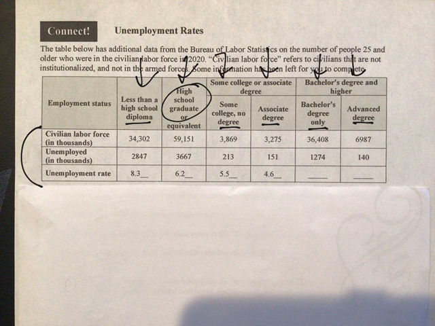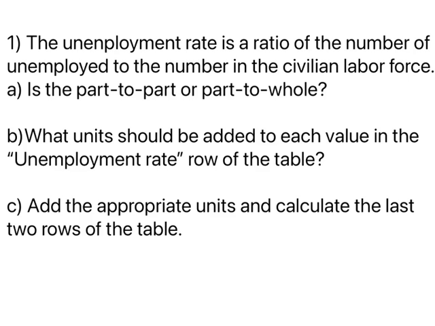And then down yonder, we have the civilian labor force. So the number of people in that educational attainment that are available to work, this is in thousands. The next row is unemployed. So how many people in that particular educational attainment that are unemployed in thousands? And then the last row being the rate. So the unemployment rate is a ratio of the number of unemployed to the number in the civilian labor force. So we would go unemployed over the civilian labor force for each educational attainment.